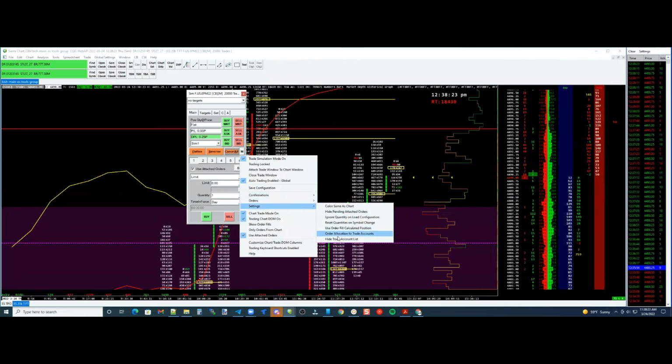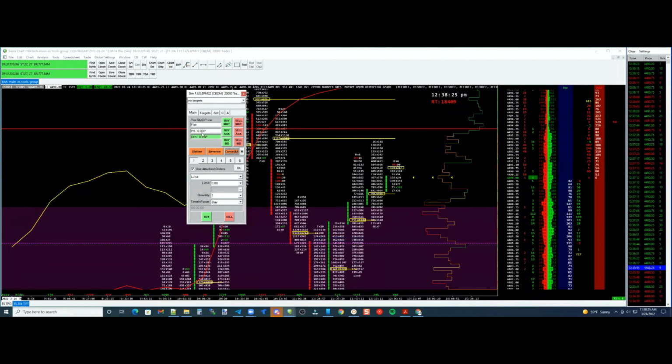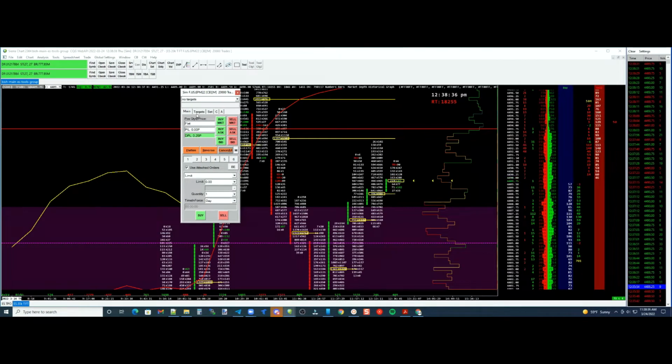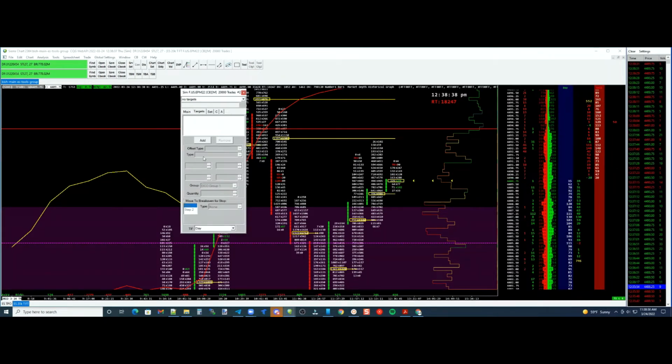Under your settings, I prefer to hide my account because I share my charts live daily. So I hide my account number. But beyond that, there's really not much that you can do in here. This is where you're actually going to set up your different trades, your trade management styles, okay?